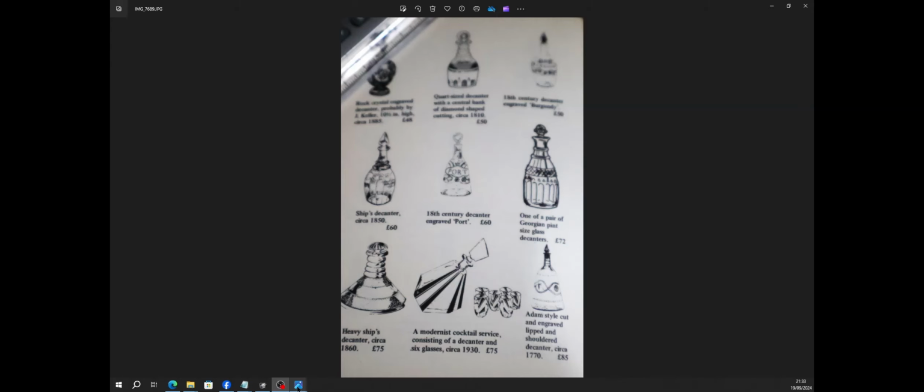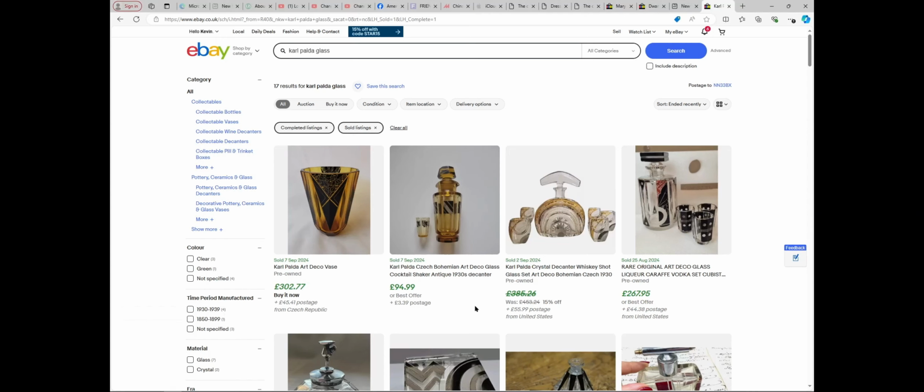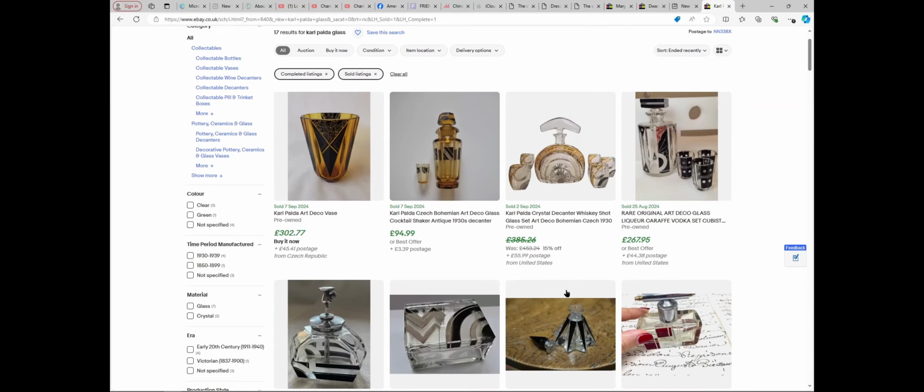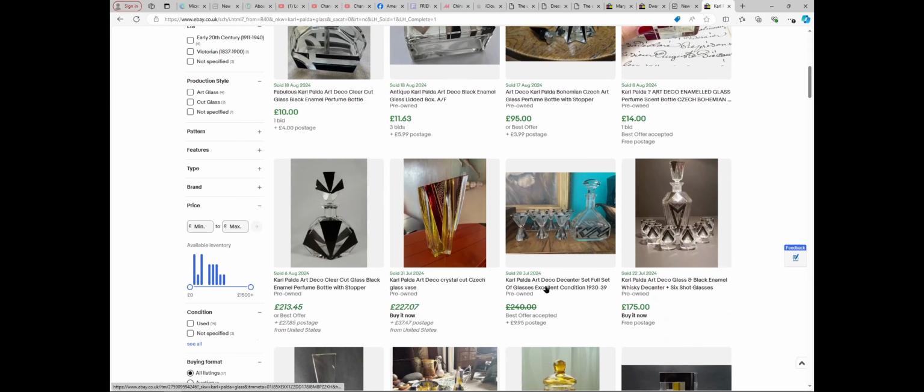And yeah, if we go to eBay, I put in Karl Palda and look for something. £75 it was back then. That one's £206, but that's only with three glasses. We want one with six. There's one with six, that's £240. So yeah, you're not losing so much. That was a bargain, that's £175. That's quite nice.